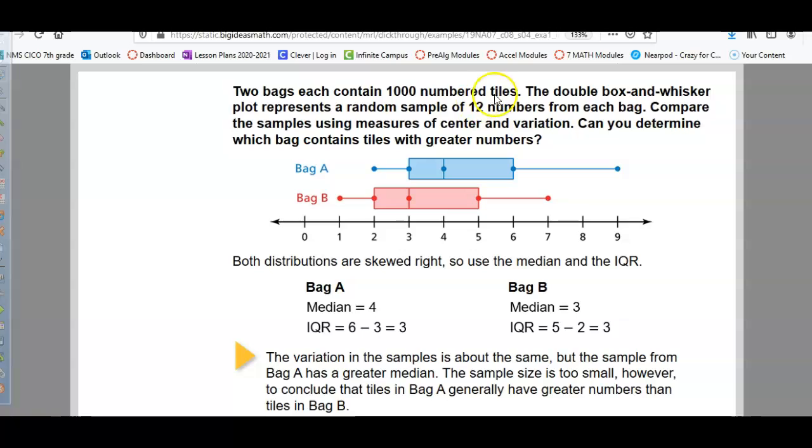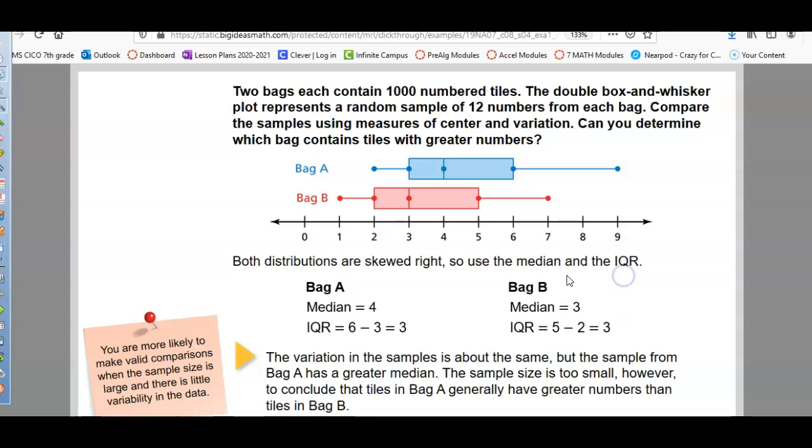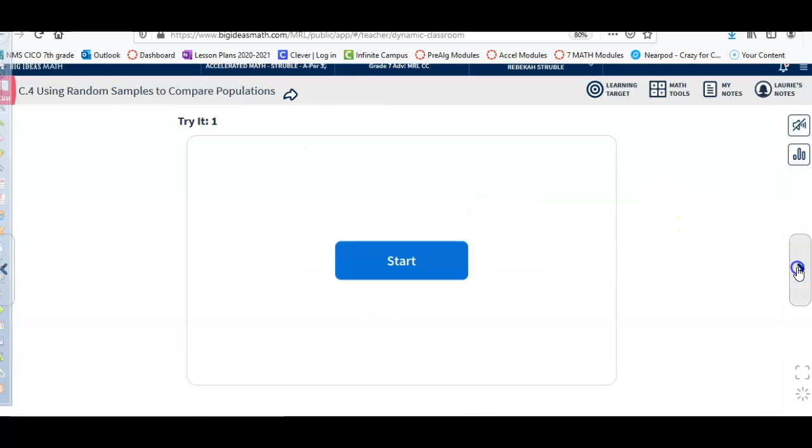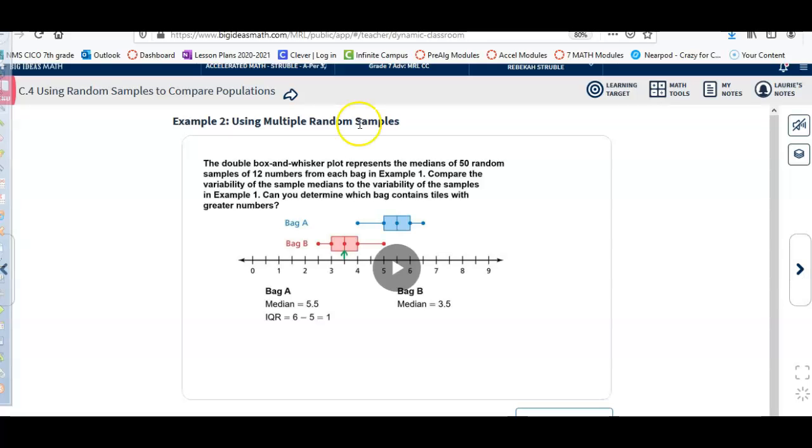Not really. We'd need more of a sample, and then we could conclude that. You're more likely to make valid comparisons when the sample size is large. We need that variability. We need those large samples. All right. Then try it. And then again, just like we did before, we don't have to have the entire population. We can use random samples and determine different things about them.